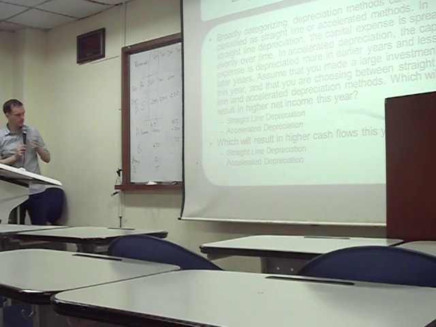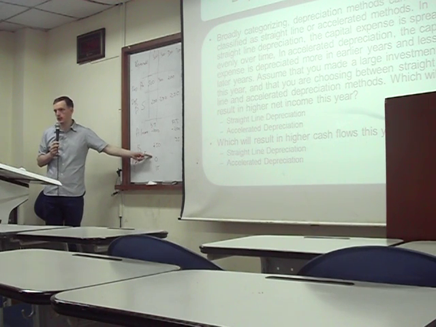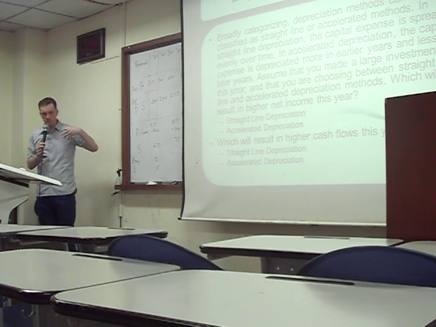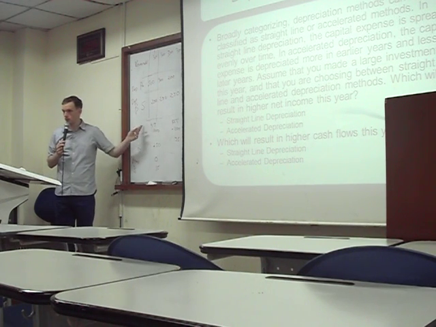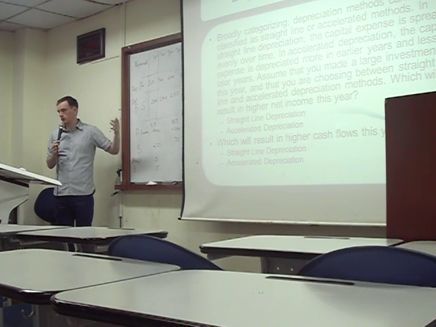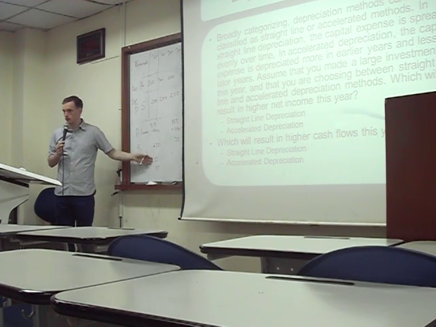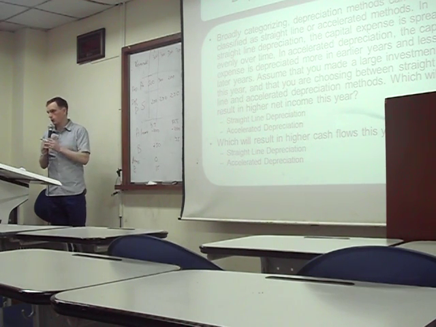B has to pay 15 tax. Does A have to pay any tax? No, A doesn't have to pay any tax because it made an accounting loss. Do you understand? We make a loss, we don't have to pay any tax. So A doesn't have to pay any tax, and their cash flow is higher. B has to pay 15 of tax, so their cash flow is lower.